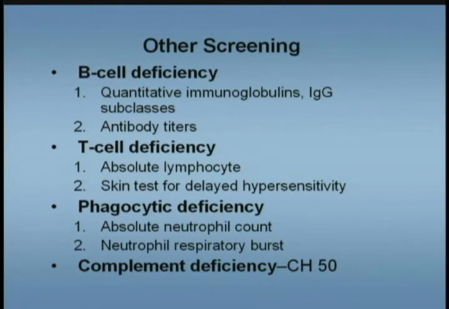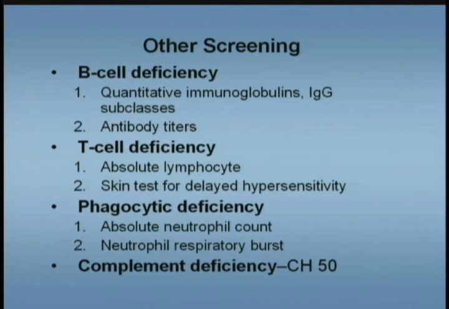So for B-cell deficiency, a screening test would be quantitative immunoglobulins. When you order quantitative immunoglobulins, order all the subsets, because you might have an overall normal amount of immunoglobulins, but you may have a deficiency in one of the subsets. So always order the subsets. And you can always order antibody titers.